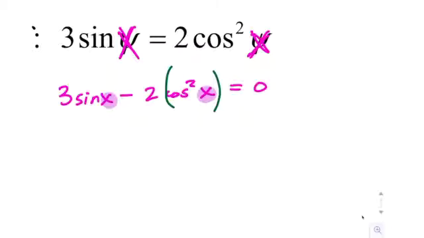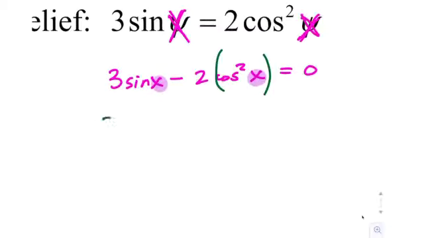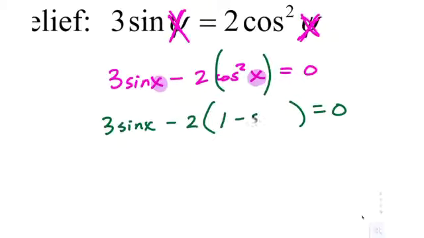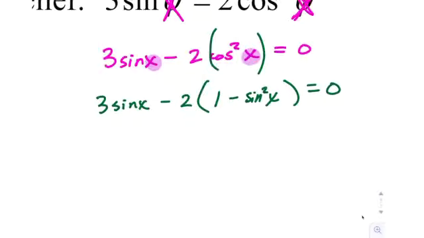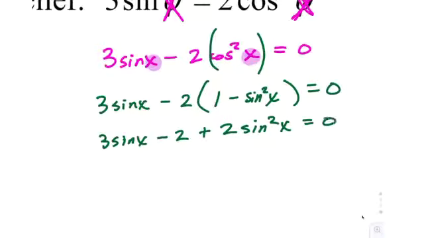Pythagorean identity, good. So put it in parentheses first, because we're going to replace cosine squared with what it's equal to in terms of sine squared, which is 1 minus sine squared. You'll get real used to that. Good. And sine squared is 1 minus cosine squared. Now it's partially factored, so we will distribute. So we get 3 sine of x minus 2 plus 2 sine squared of x equals 0.